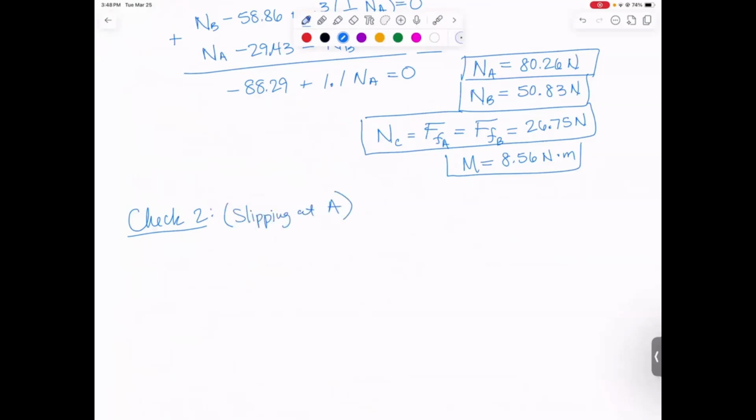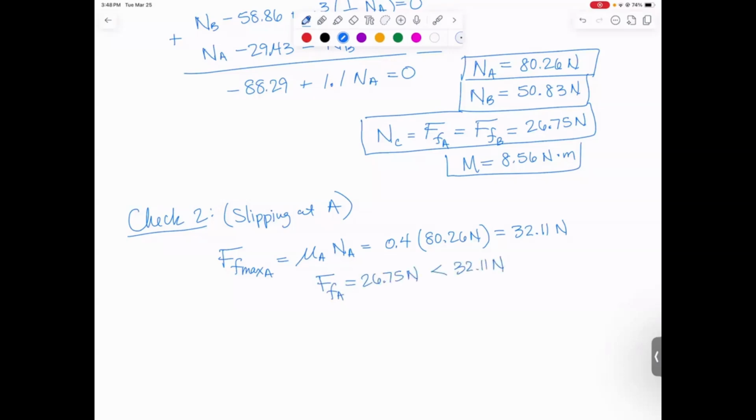That's a friction equation, to find out what is the max friction at surface A. Well, that's the coefficient at A times the normal at A. Coefficient at A was 0.4, and the normal at A we just found was 80.26 newtons. Okay, multiplying that out, we get 32.11 newtons. Well, guess what? The force of friction at A is only 26.75 newtons, and since that is less than 32.11 newtons, it does not slip. So far, our answer that we got that I put boxes around looks correct because it doesn't actually slip at A.